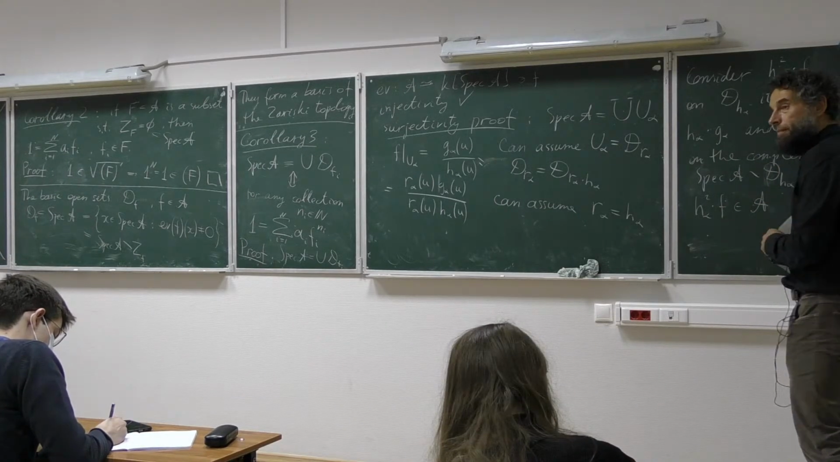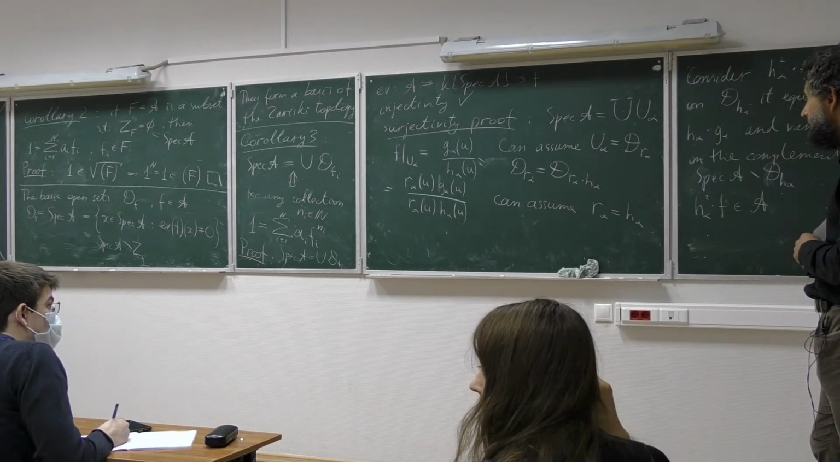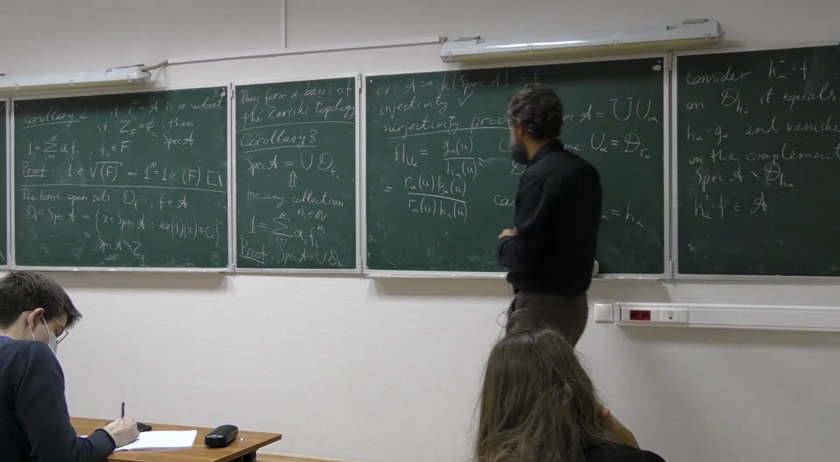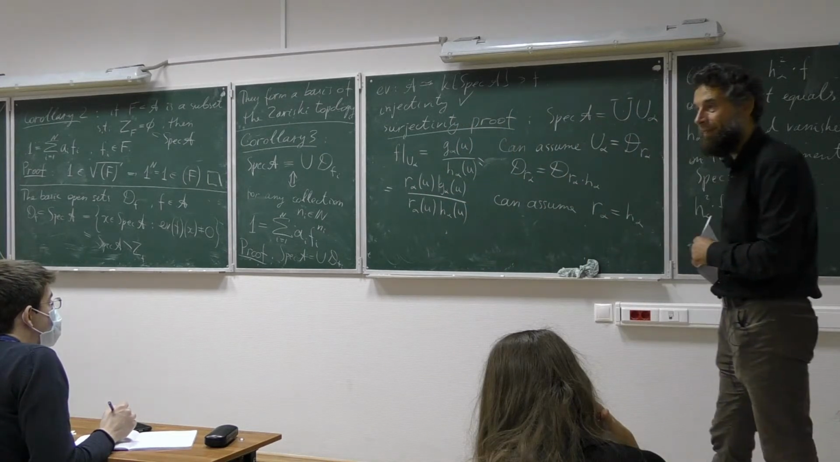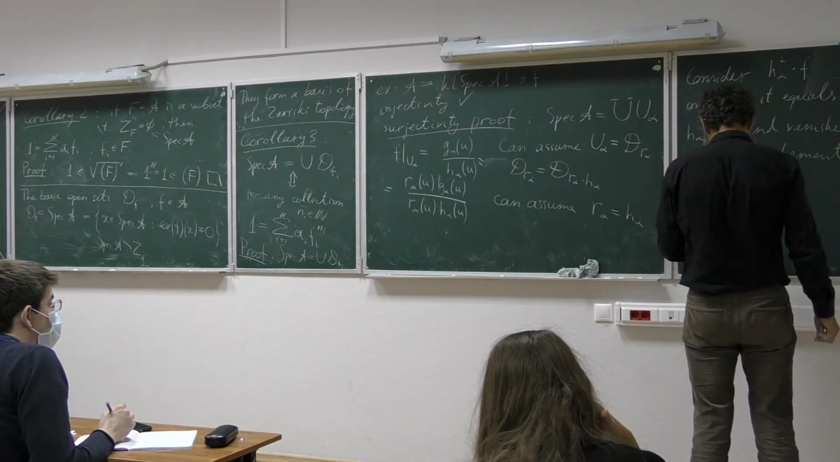Why can't it happen that if we multiply R alpha by f, H alpha, we get 0, for example? No, because none of them vanishes at this open set. They are both invertible on this open set, so they cannot have a zero product.